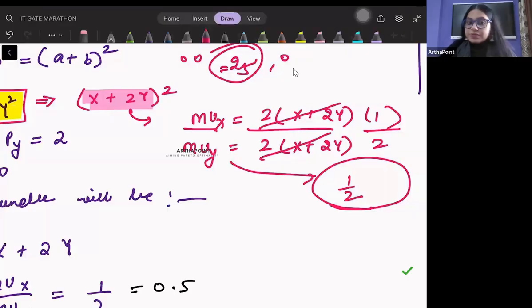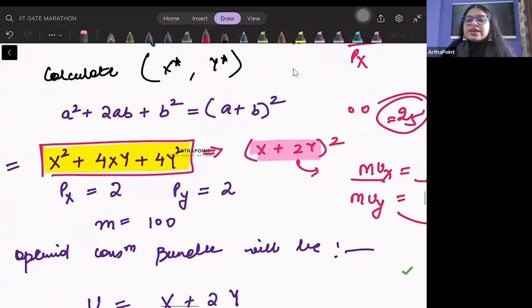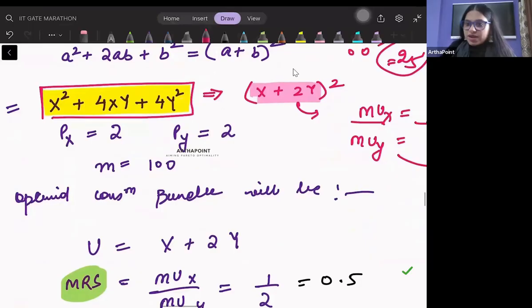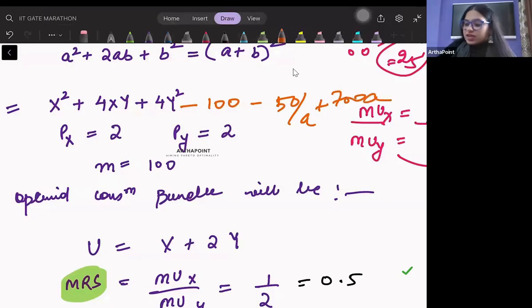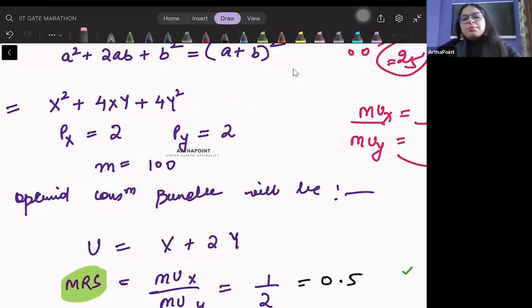Yes, you're right. Correct. One more thing: don't get confused if instead of plus, they have given some minus. It will not make any difference. Suppose here it was minus 100, minus 50 divided by A plus 700A. Even if there is a minus sign, it does not matter. That is still a constant. That is still a monotonic transformation. So I should not be concerned. Plus or minus, multiplication or division, it should not affect you. The answer will remain the same.